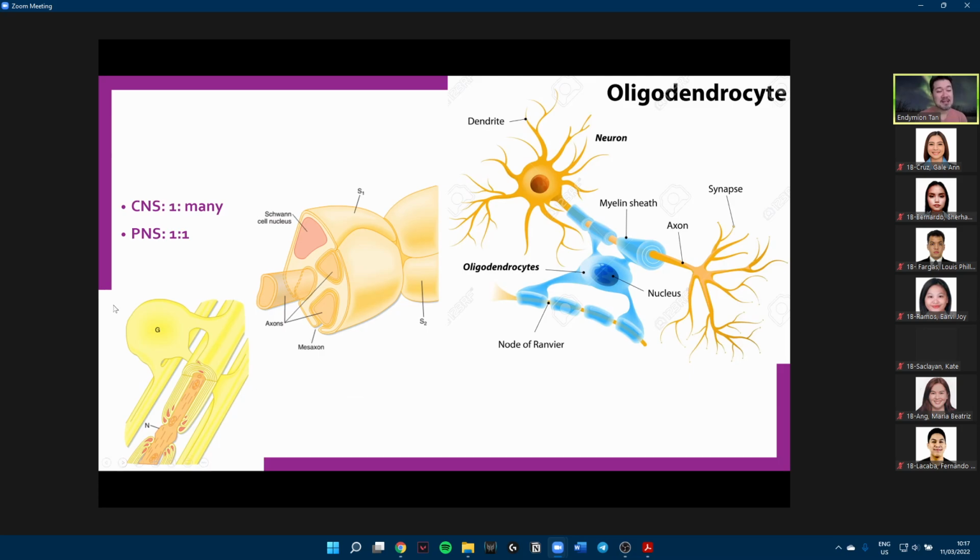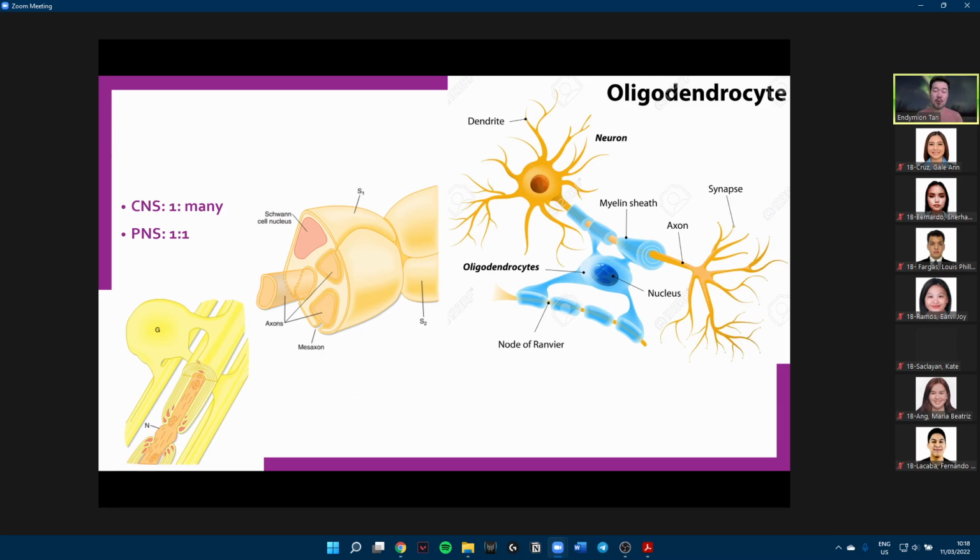What do I mean by CNS 1:many, peripheral nervous system 1:1? If you have an injury to the nervous system, pag central nervous system, mas pangit yung outcome, yung prognosis. You might have a permanent damage na or sequelae. As compared to the peripheral nervous system, the outcome or the prognosis is much better. Why? Because in the central nervous system, one oligodendrocyte would give myelin sheath to many axons.